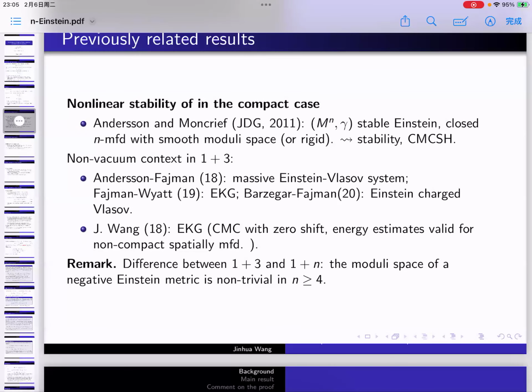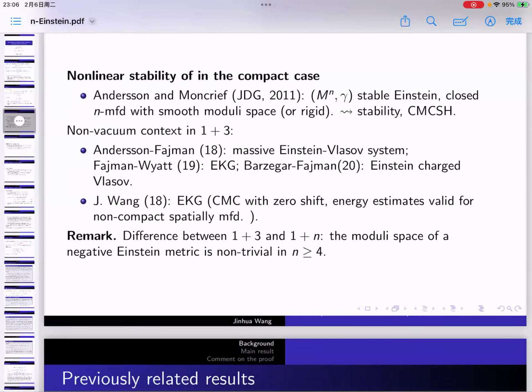Their framework was used in several non-vacuum contexts, in particular in the 1+3 dimensional case, like massive Einstein-Vlasov, Einstein-Klein-Gordon, or Einstein-Charge-Vlasov. And myself, I was also doing this for Einstein-Klein-Gordon, and the main difference from the others is that I use this CMC with zero shift, and the energy estimate is also valid for non-compact spatial manifold.